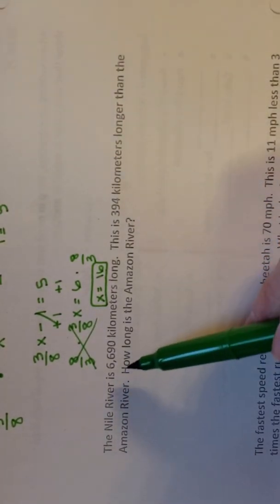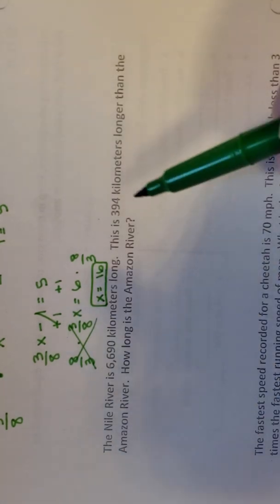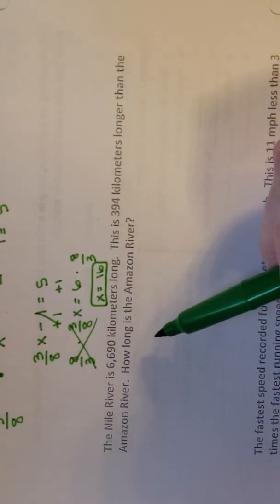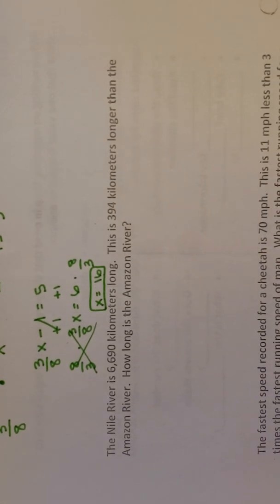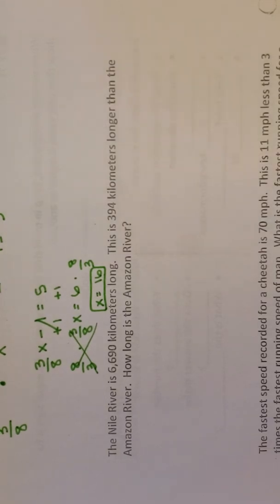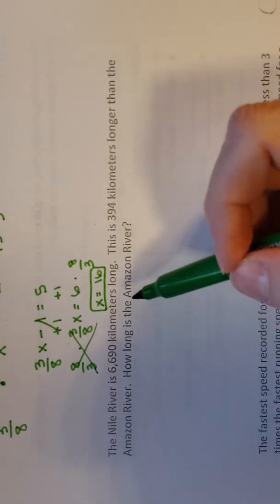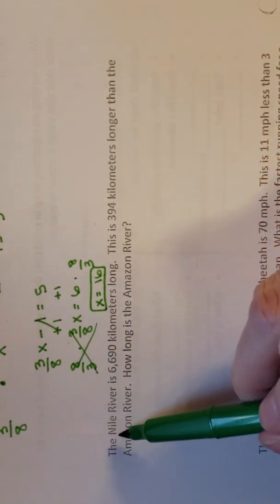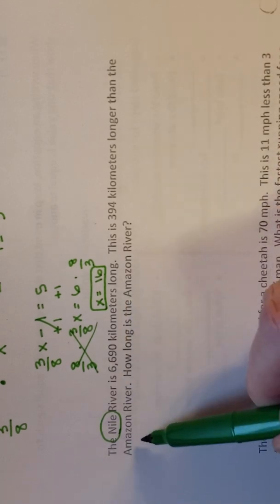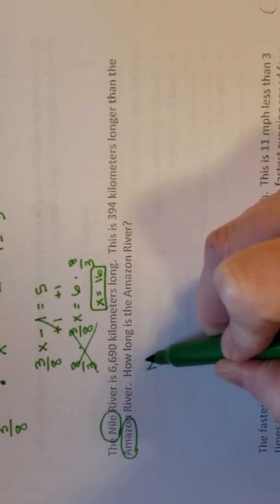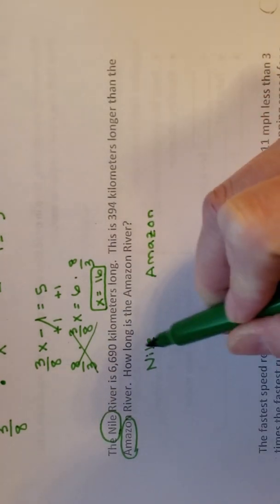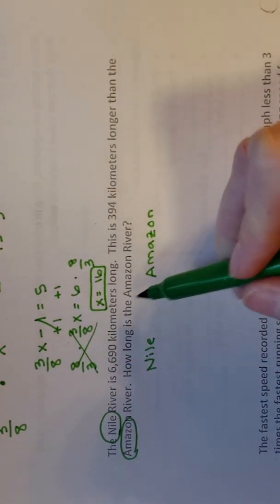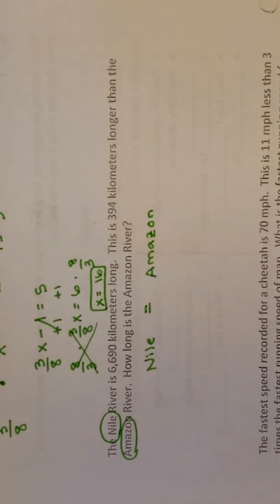Okay. The Nile River is 6,690 kilometers long. This is 394 kilometers longer than the Amazon River. How long is the Amazon River? Now, of course, you could very likely find this without using any equation at all. I'm using a basic situation to teach an equation that you could use in a more complex situation. Now, what I recommend here is you first identify the two things that you are comparing. So we have the Nile and we have the Amazon. So what I'd like to do is to write Nile and Amazon, so I can put the Nile information under Nile, Amazon information underneath Amazon, and they'll be separated by an equal sign.